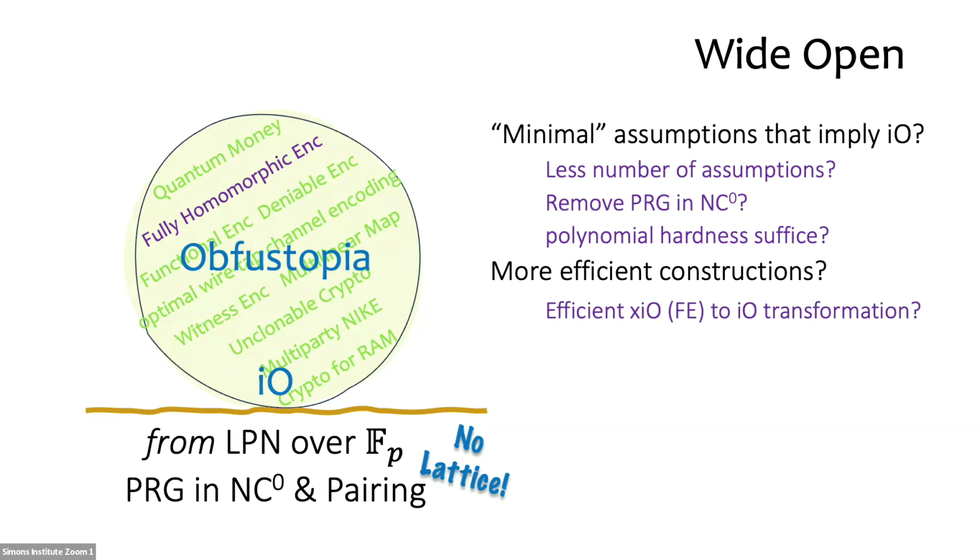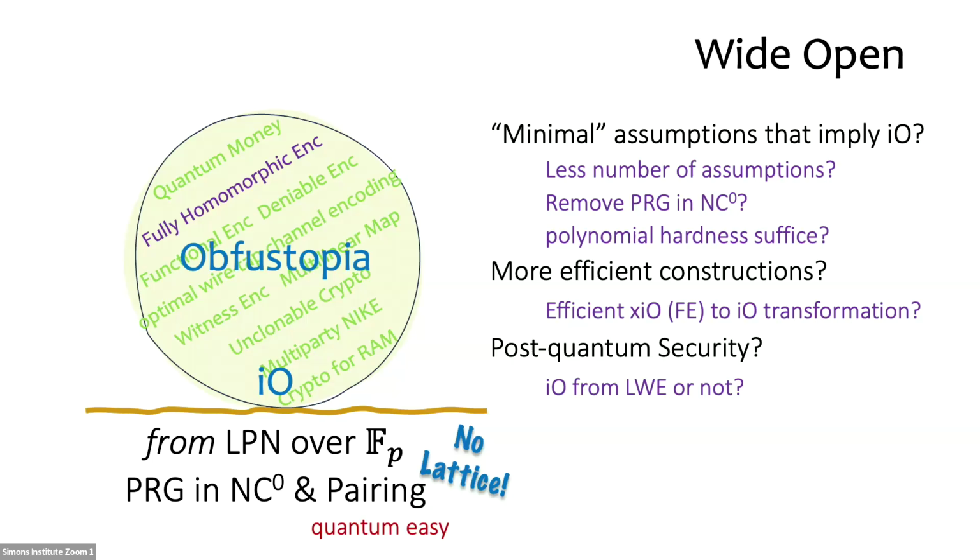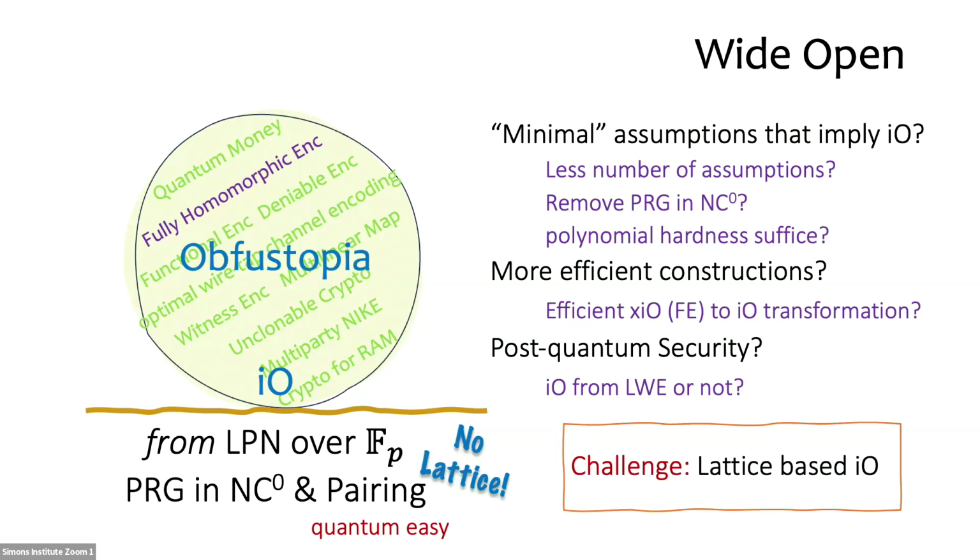Can we have more efficient constructions? The current construction is, don't even think about implementing it. Can we have post-quantum security? Currently, the pairing primitive that we use is broken by quantum computers. And in fact, can we just have iO from the powerful paradigm of lattices alone, which would be a dream result for everyone? All of these questions are really related to this challenge of building lattice-based iO.